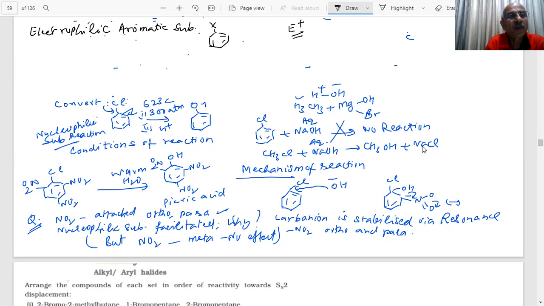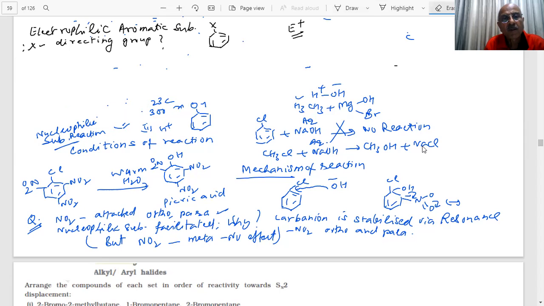The X group, the halogen group, student, what type of activator it is, what type of orientation will be there, student, what type of directing group is this, student, question. X directing group, where it directs the coming electrophile, students. Will the reaction be faster or slower? Question has been asked in the paper, students.